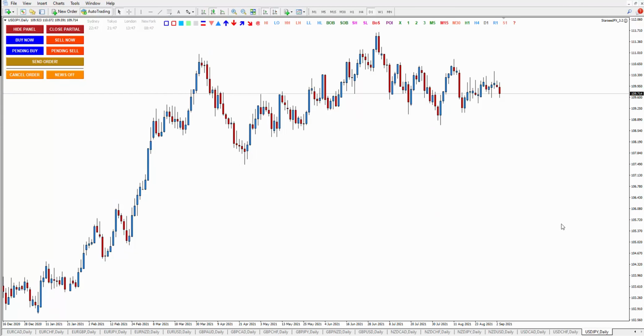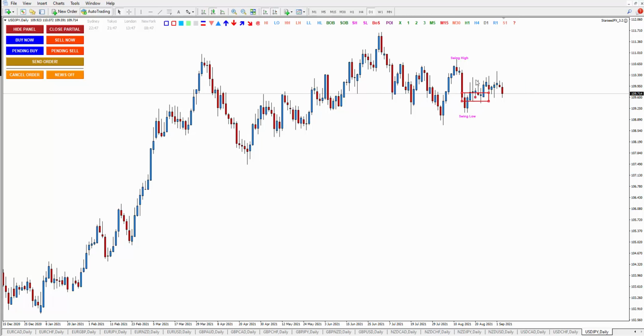US dollar yen, I'm not going to do anything about it because right now it's not really clear. It's like a giant sideways for me right now. So let's just wait until it breaks this swing high or this swing low. Right now, that is the market condition for US dollar yen. We will wait. Whichever the market breaks, either the swing high or swing low, then we can decide our order block.